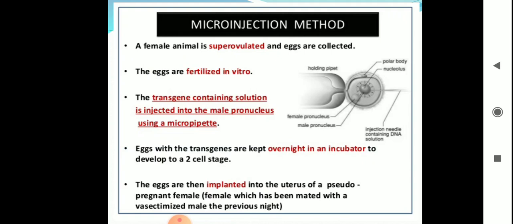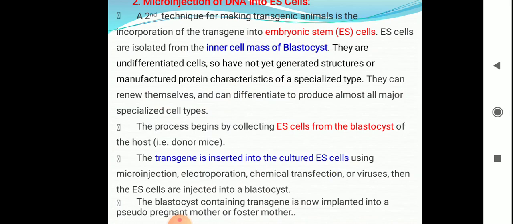So in that we have learned microinjection of DNA. Next is microinjection of DNA into embryonic cells. First is the pronucleus and then the embryonic cells. Now we see the second method. A second technique for making transgenic animals is the incorporation of the transgenes into the embryonic stem cells.